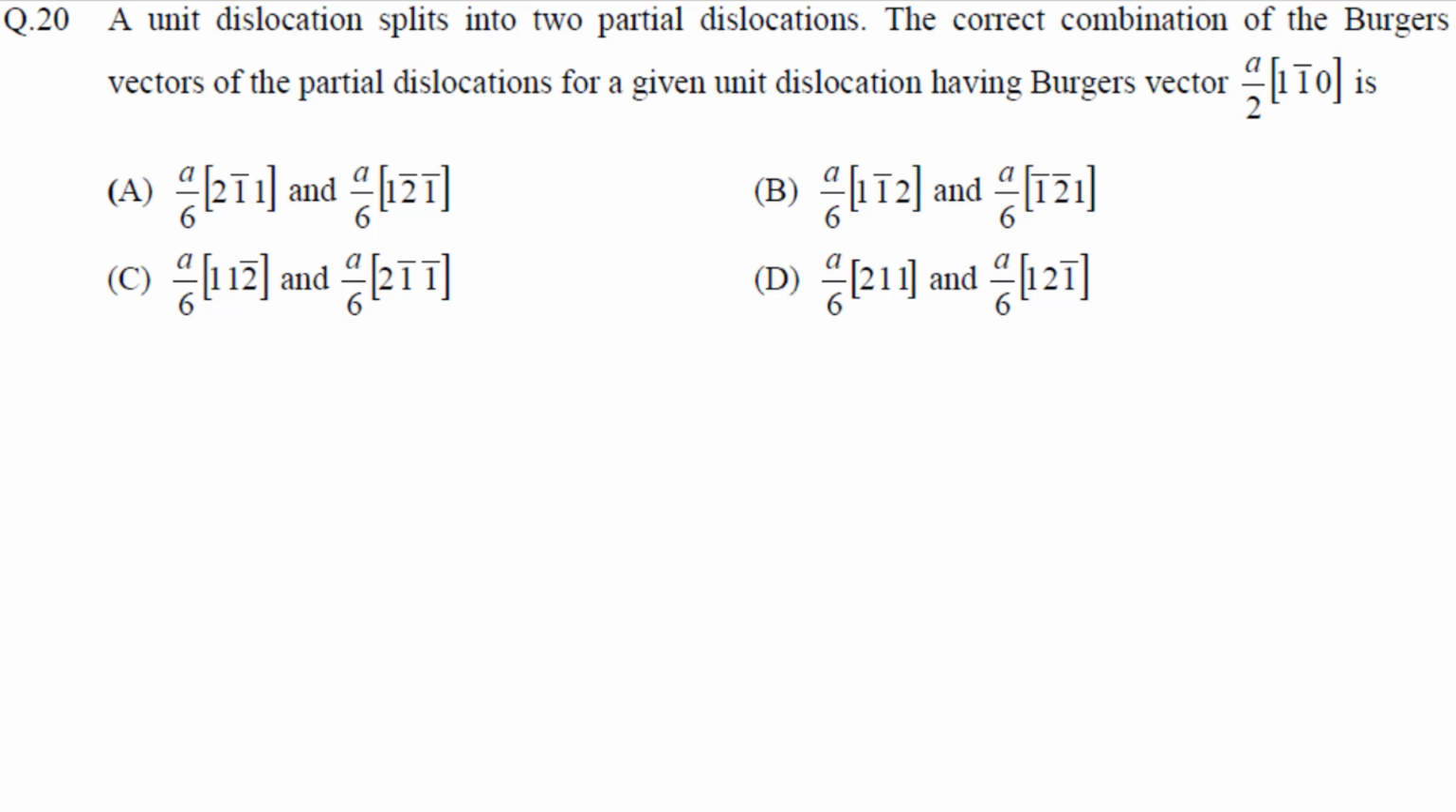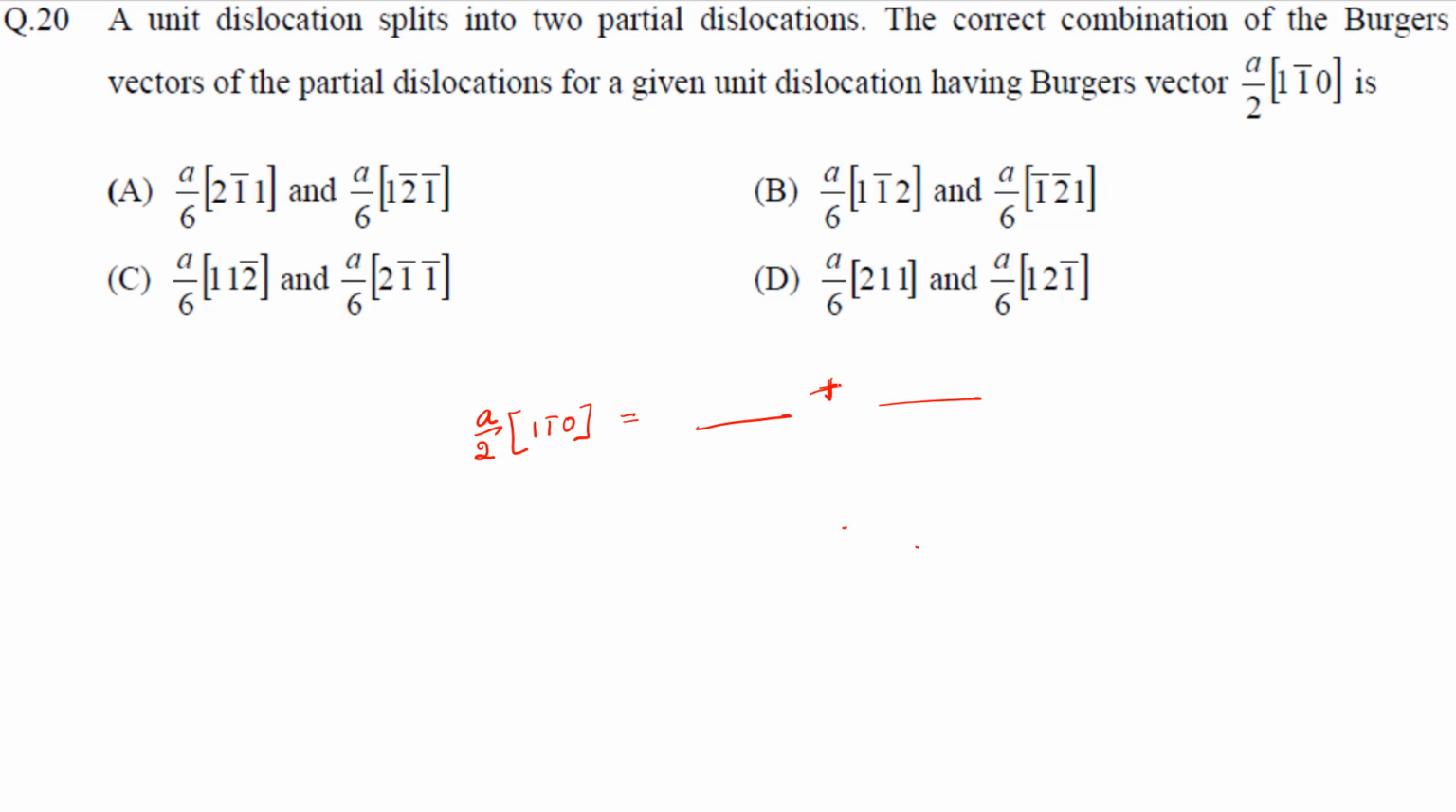We are going to solve mechanical questions of GATE 2012. A unit dislocation is split into two partial dislocations. The correct combination of the Burgers vector of the partial dislocation for a given unit dislocation having Burgers vector a by 2, 1, 1 bar, 0. So guys, this is the first Burgers vector which we have, which has got 1, 1 bar, 0, right? So this has to split into two Burgers vectors.